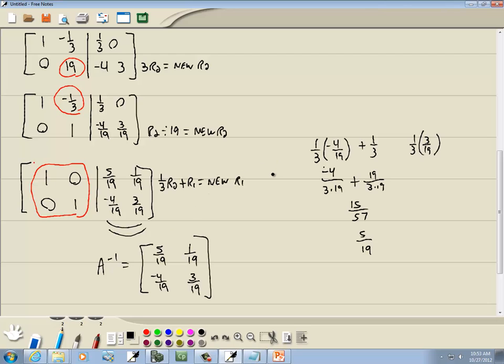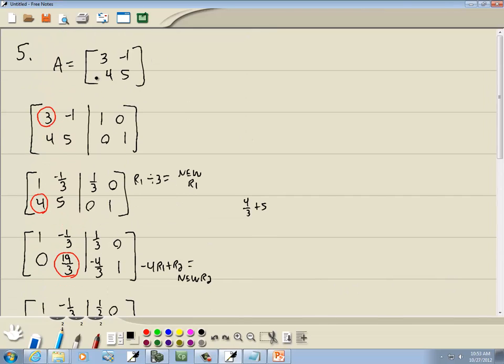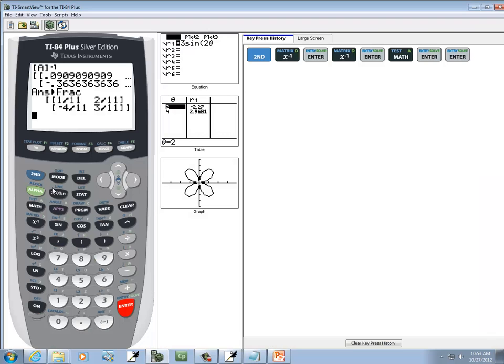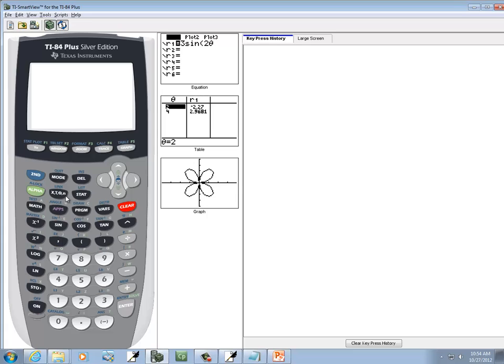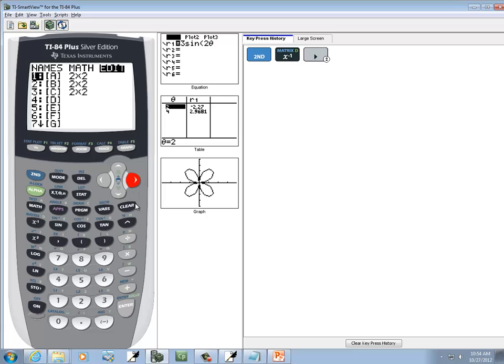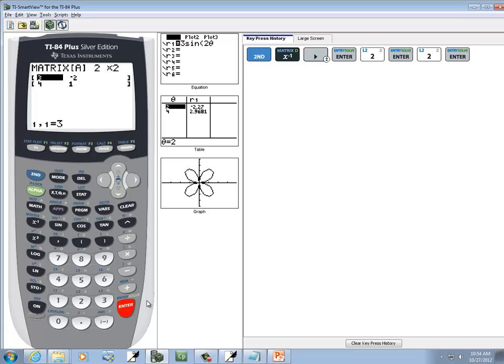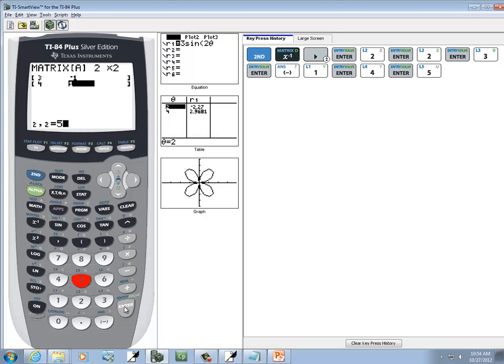Well, let's use a calculator to check our work here. So I'm going to put this in my calculator. Press my math. What am I doing, math? Never mind, I'm lying. I'm watching a zombie movie when I should be working here. I'm going to go in a second to x negative 1. And right arrow over to edit. Enter on A, 2 by 2. And we've got 3, enter, negative 1, enter, 4, enter, 5, enter.